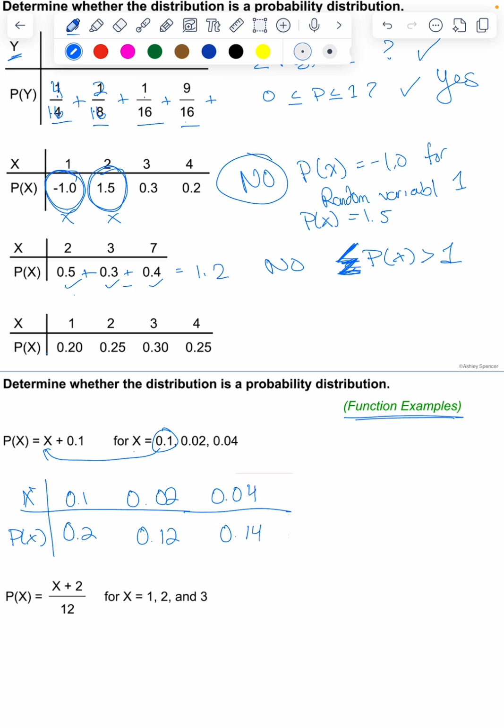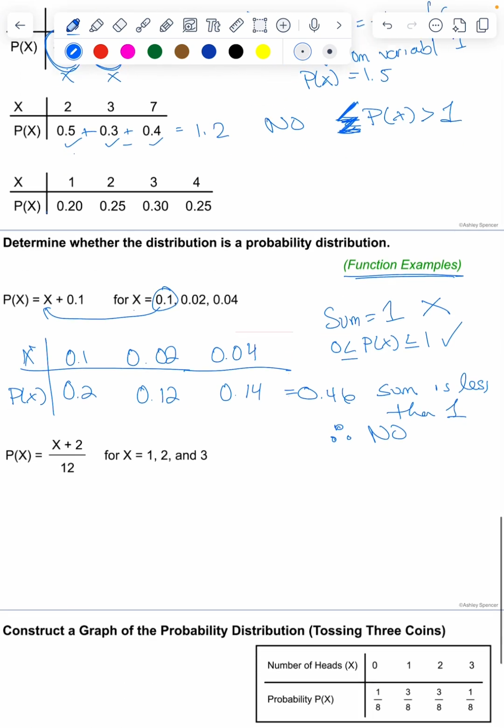So now, is this a distribution? Well, we're checking again. Does the sum equal 1? And is each value between 0 and 1? Well, this passes, but obviously this does not. The sum is less than 1. Okay, because when you add these guys up, you end up with 0.46. So the sum is less than 1, therefore, no. It is not a probability distribution. I'll let you guys do the next example.